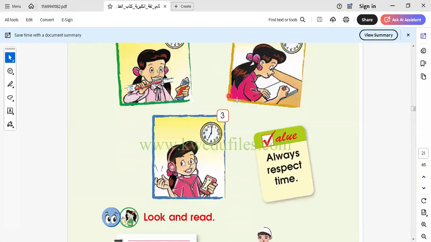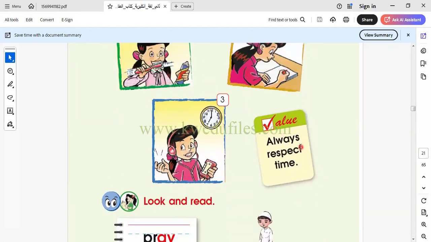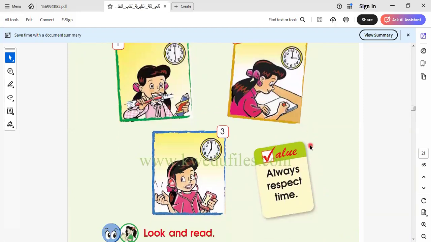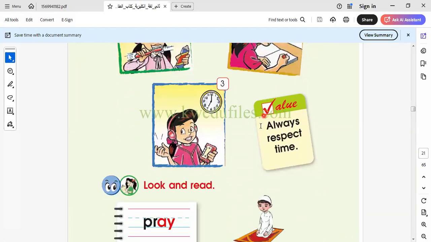Talk about the value here. Always respect time. Okay, so here is a value. We take it from this unit, from this part of the unit. Always respect time means we must take care to make a timetable, to take care of the things or reports that we do at each time.